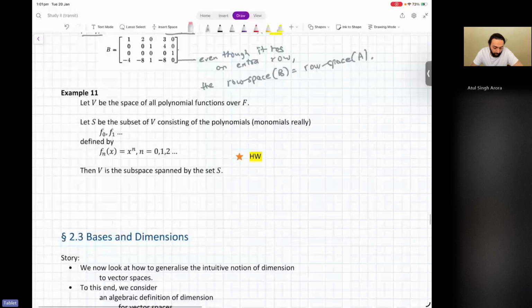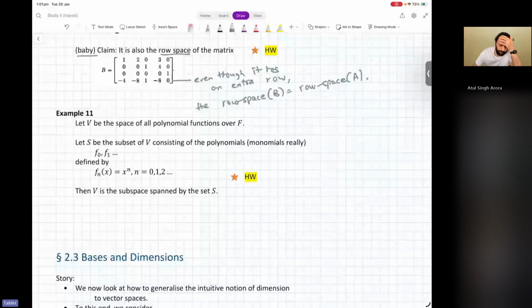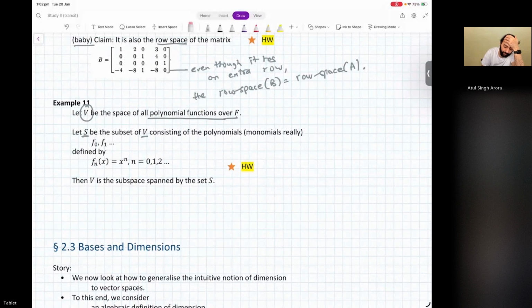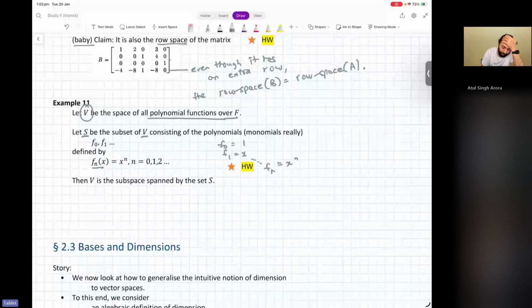And then the last example is the following. We consider the space of all polynomial functions over F. So V is the space of all polynomial functions now. Suppose that S is a subset of V consisting of monomials. Monomials are defined as follows: f0 is just a constant, 1, f1 is x, and so on, fn is x to the n. The claim is that V is the subspace spanned by the set S, so span of S equals V.